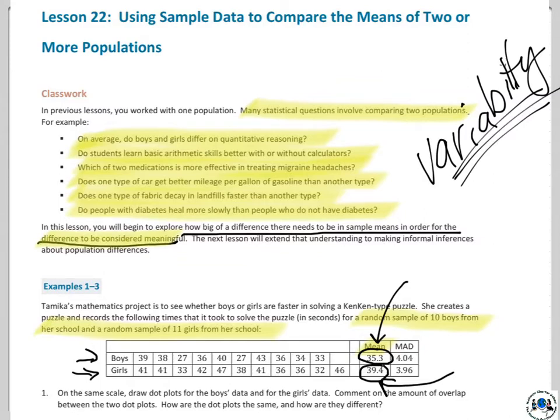Now the MAD, the mean absolute deviation. She has put the mean absolute deviation right here, which we will be talking about right now. Down here it says, on the same scale, draw dot plots for the boys' data and the girls' data. Comment on the amount of overlap between the two dot plots. How are the dot plots the same and how are they different? So let's go ahead and take a look at that.